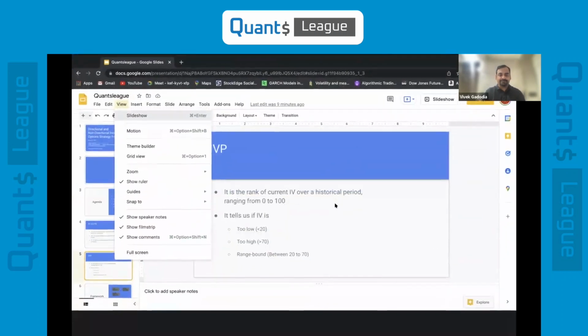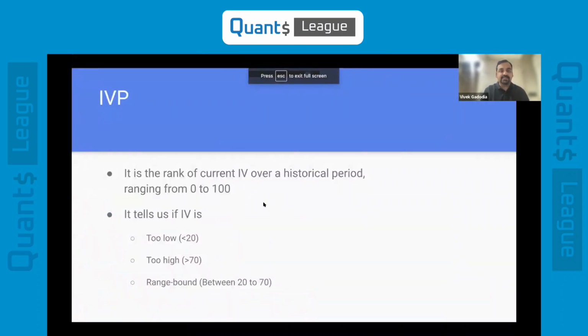So basically now, how are we going to use this? We are just going to make some categories: if IV is too low, too high, or range bound. So if it is less than 20, let us say, then it is too low. If it is greater than 70, then it is too high. And between 20 to 70, let us say, is range bound. These numbers can change, like you can have 25 instead of 20, or instead of 70, you can have 60 or even 50, based on your comfort. It depends on you. But let us say that right now below 20 is too low, above 70 is too high, and between 20 to 70 is range bound.